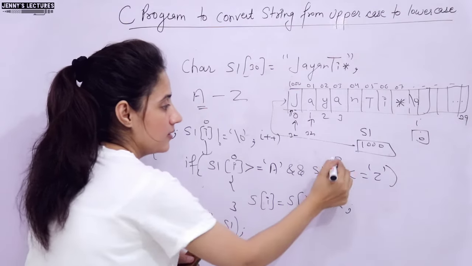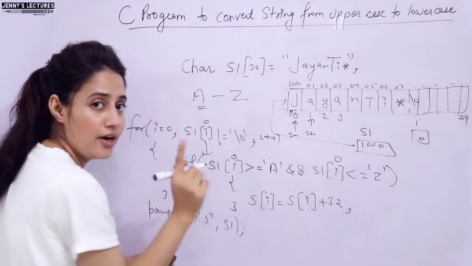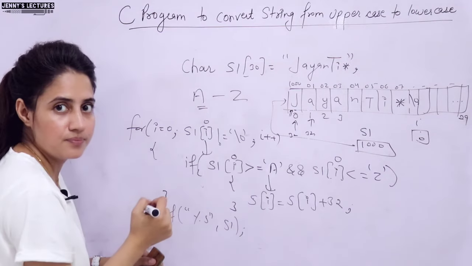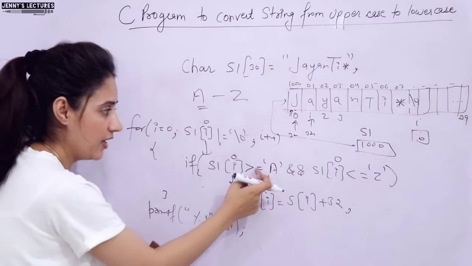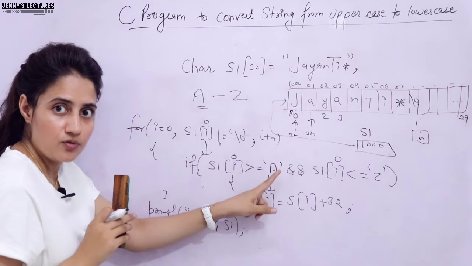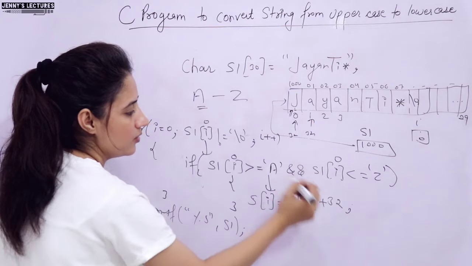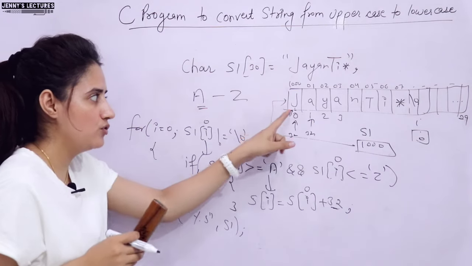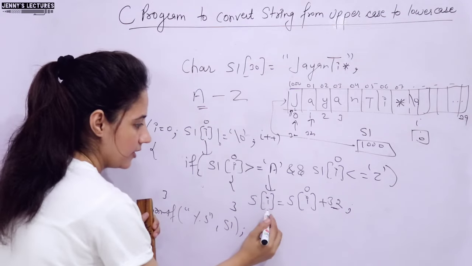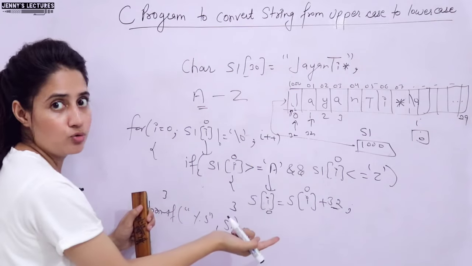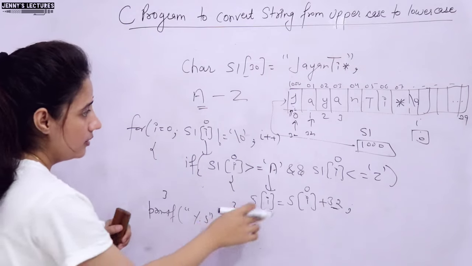So S1 of I, 0, yes, it is less than Z. Both the conditions are true, then only we are going to enter. Then only it is supposed to be true because it is logical AND. If any one of this is false, it is false, right? Now S1 of 0, that is J, we are going to add 32. So whatever the ASCII value of J, there we will add 32 and we are going to store in S1 of I, I is 0, same here we are going to store. So it becomes small j, right?